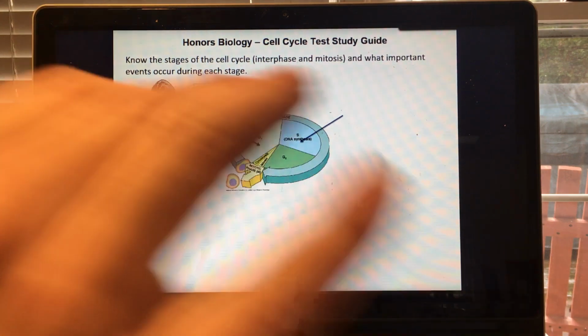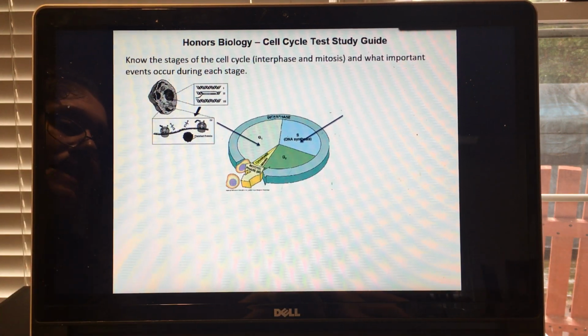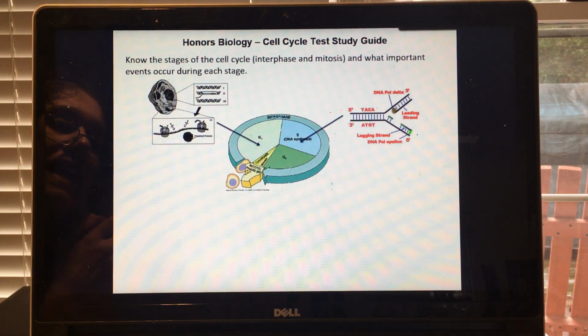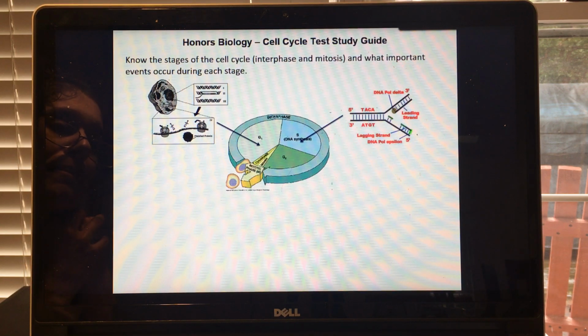Now during the S phase, that cell needs to make an exact copy of its DNA in preparation for when the cell is going to divide, so the new cell that results from cell division will have all the DNA it needs to make the protein, and in this case, let's say insulin. Okay, so during the S phase, DNA replication occurs.